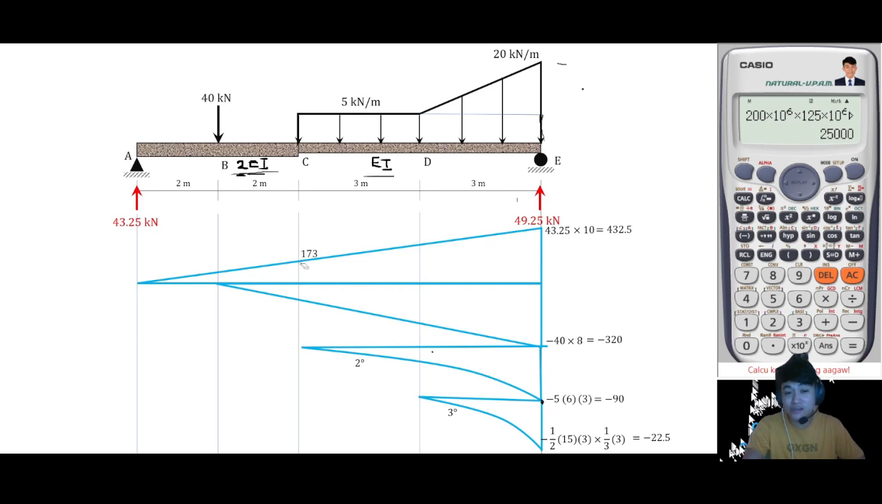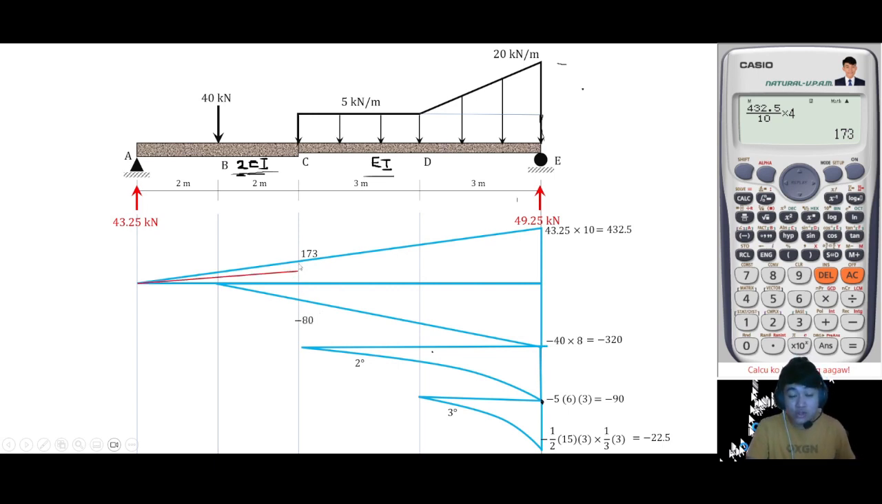So this is 173, by ratio and proportion, rise over run. We have 432.5 over the total length, 10 meters, times rise over run. Run is 4. So that is 173. Okay, so this one is 80, by ratio and proportion.